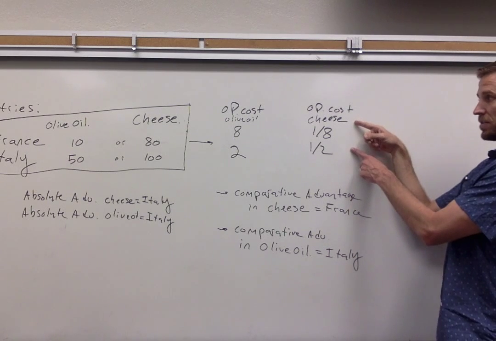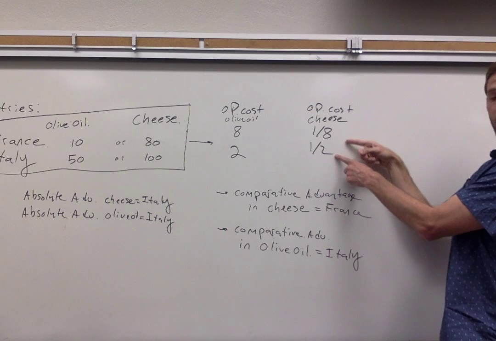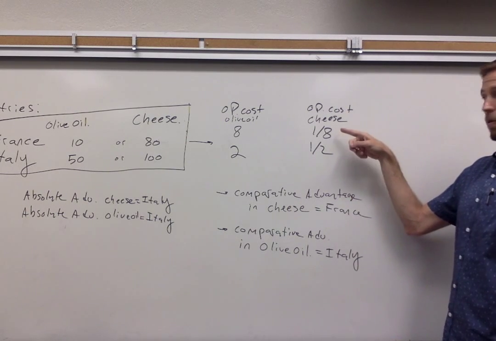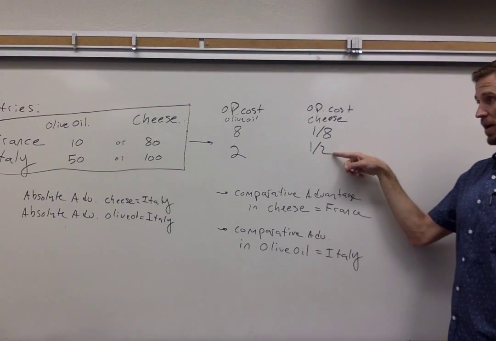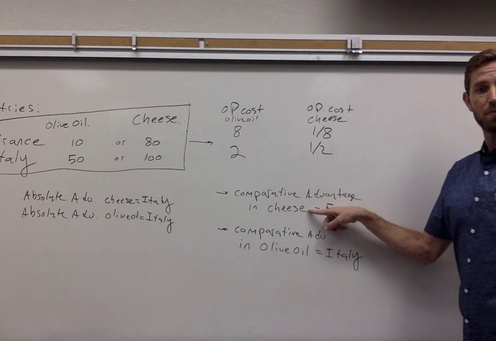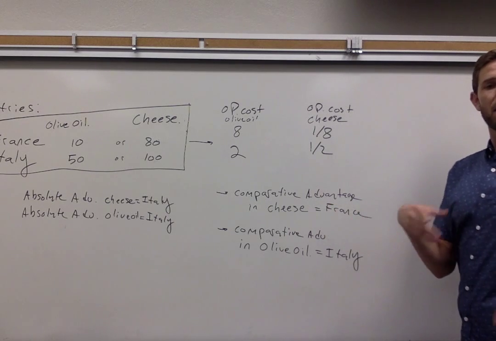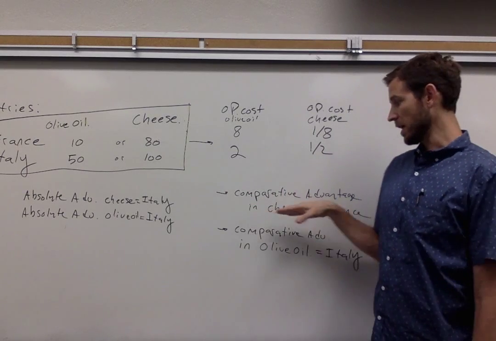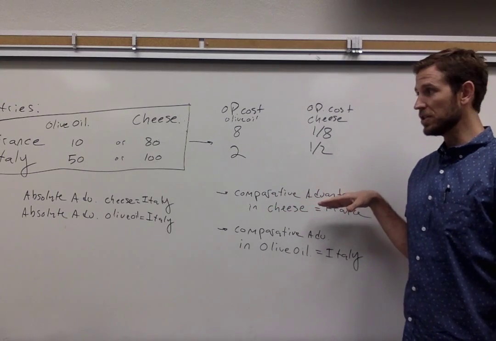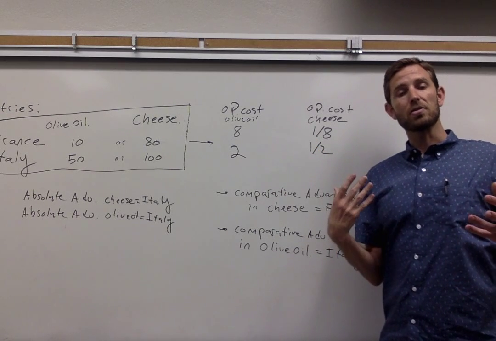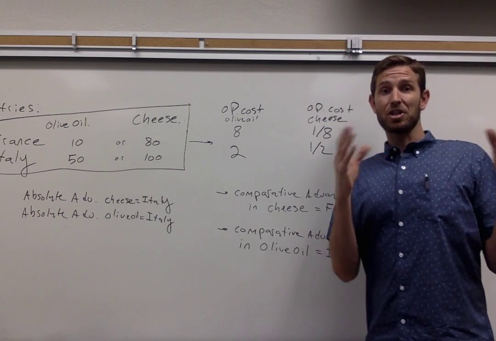Right? When it comes to making the cheese, again, we want to compare these two numbers just like we did. We have 1/2 and 1/8. 1/8 is a smaller number than 1/2. So France then has the comparative advantage in producing cheese. Right? And again, all this is telling us is that compared to one another, France is relatively good at making cheese, and Italy is relatively good at making the olive oil. And so to get those gains from trade, that's how they should specialize.